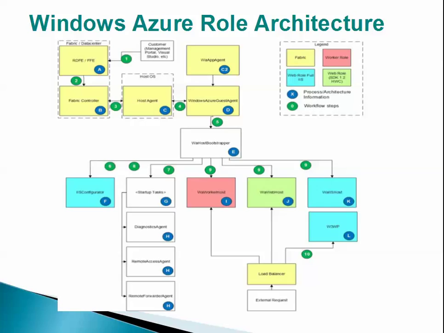And the Azure Guest Agent is managed by the WA app agent, the Windows Azure App Agent. Are you getting the point? Basically, the Windows Azure Guest management is managed by the WA agent. Once the Windows Azure Guest Agent gets all the information, it will create the WA host bootstrapper. That is basically the entry point for creation of the web role and worker role. We can say that it will handle everything.